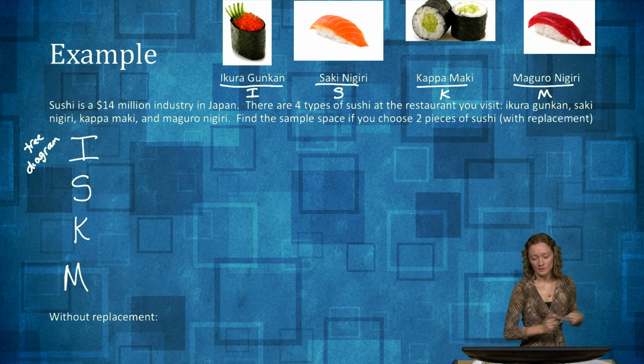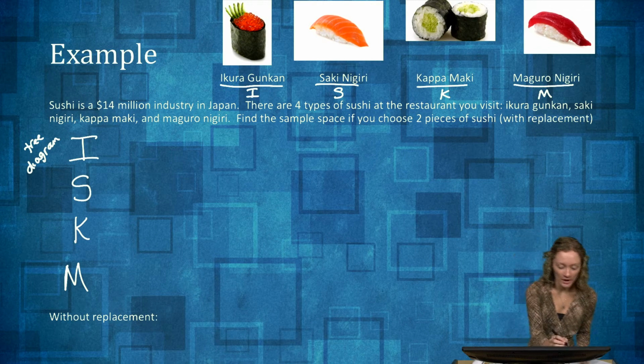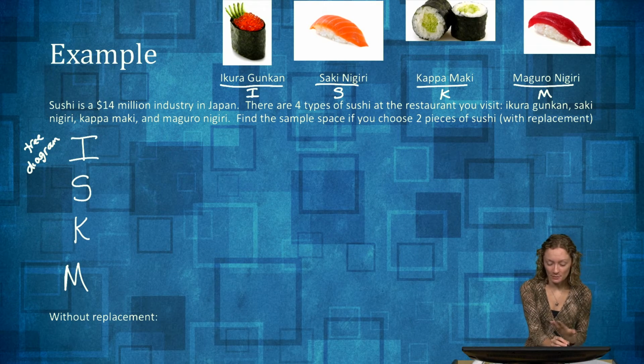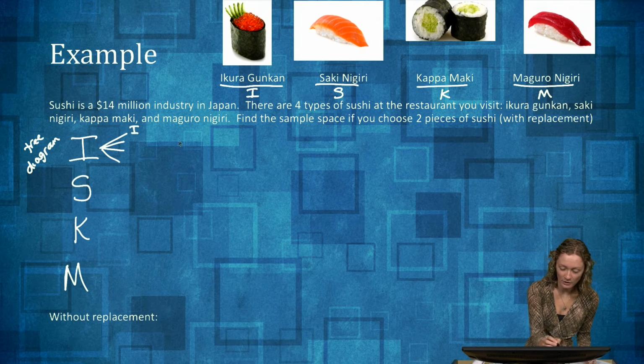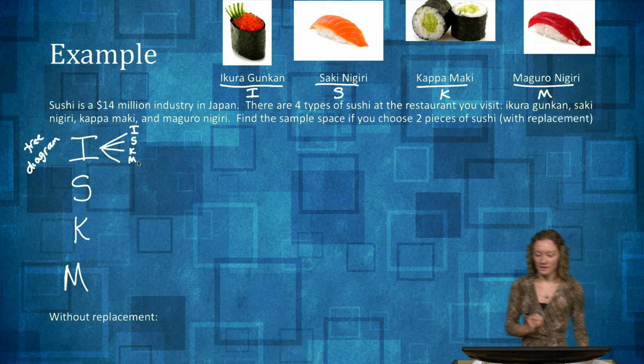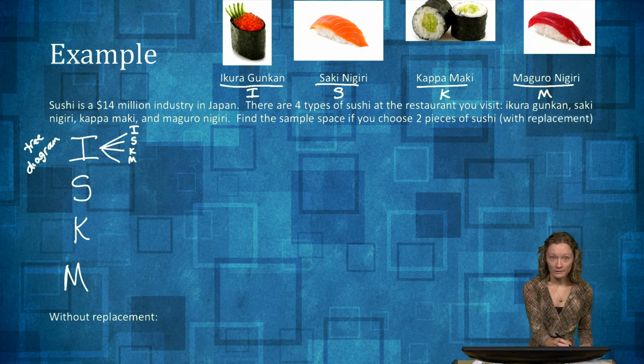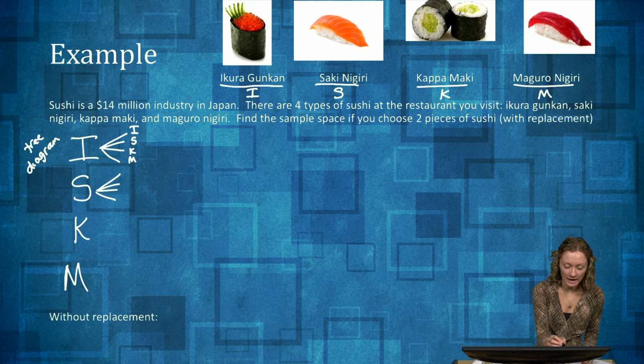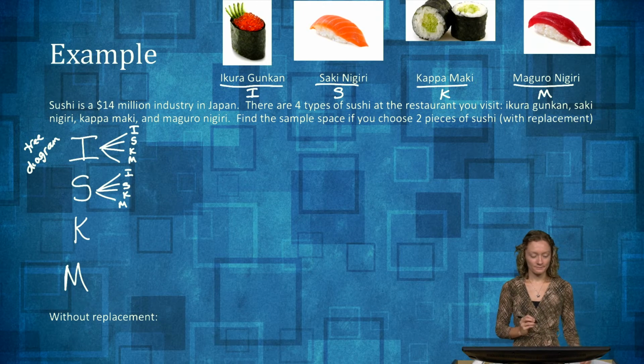Okay, then let's say we had first chosen Ikuri Gunkan. That's our choice. The waiter leaves, comes back with the same plate of 4. How many different ways could our second choice occur? We know how many, but what are they? You could pick Ikuri Gunkan, Sake Nijiri, Kappamaki, or Majuro Nijiri. Okay, what if your first selection had been Sake Nijiri? Your second could again be any of the 4: Ikuri Gunkan, Sake Nijiri, Kappamaki, Majuro Nijiri.